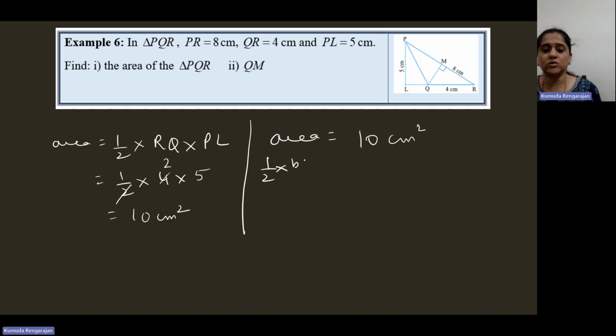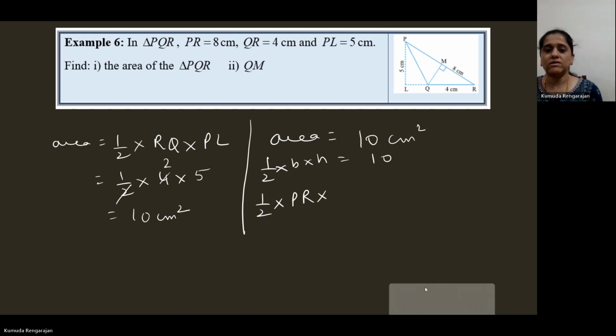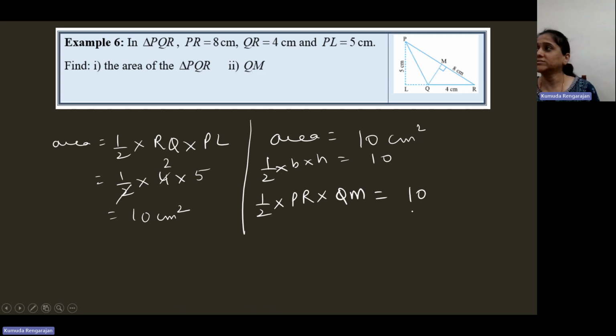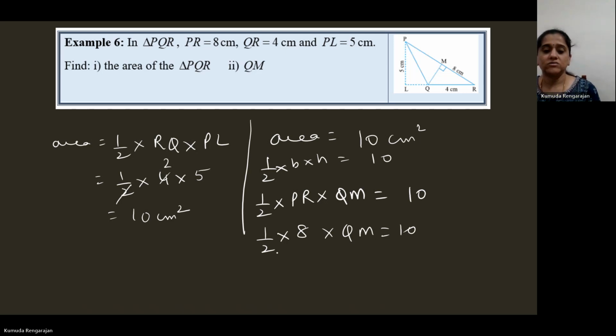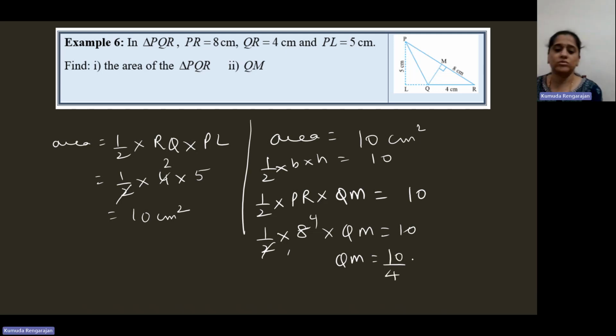Half into base into height is equal to 10. Half into, take PR as the base, into corresponding height QM is equal to 10, right? So half into 8 into QM is equal to 10. So 2 ones are 2, 2 fours are 8. So QM is equal to 10 divided by 4, correct? 10 by 4, which is 5 by 2 or 2.5. All right?